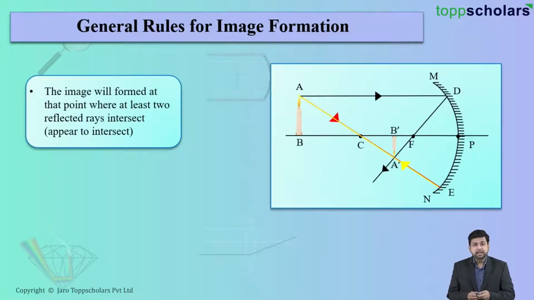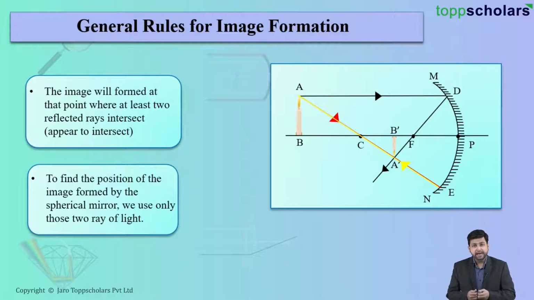For example, here we'll consider two rays, the ray AD and the ray AC. The reflected rays of these two rays will meet at a point, and at that meeting point the image will be formed. So which two rays? AD and AC. Their reflected paths meet at a point, and that is the position where the image is formed.